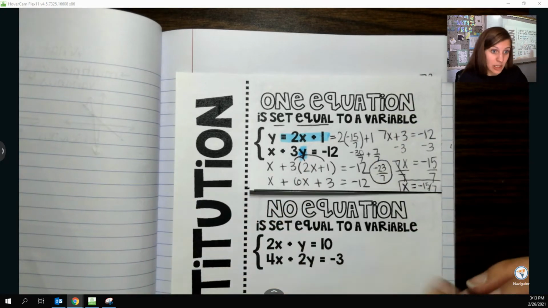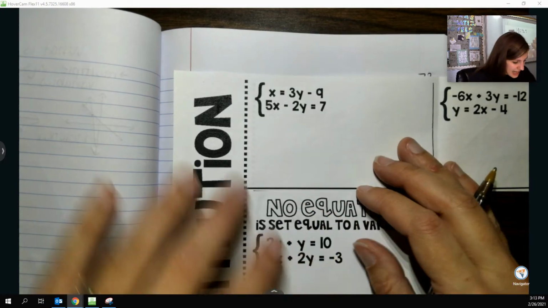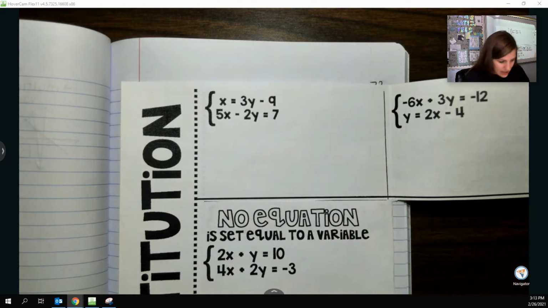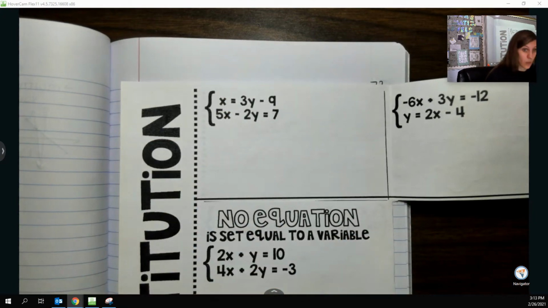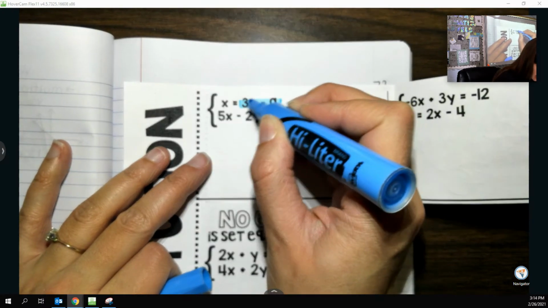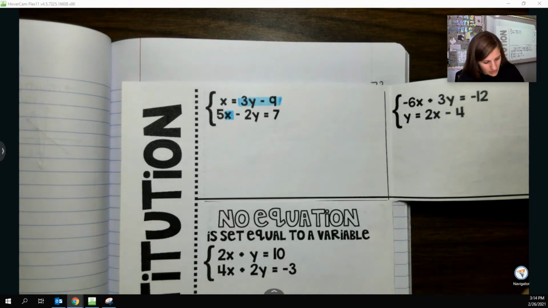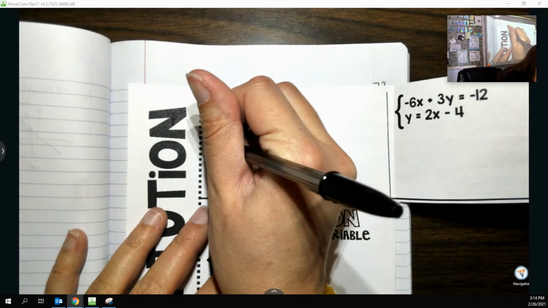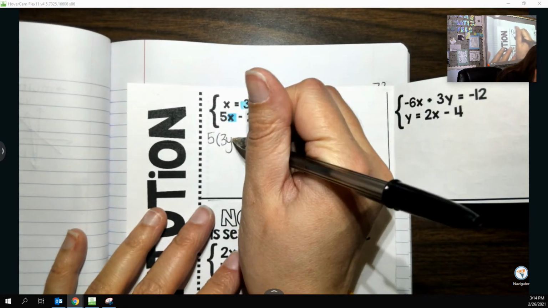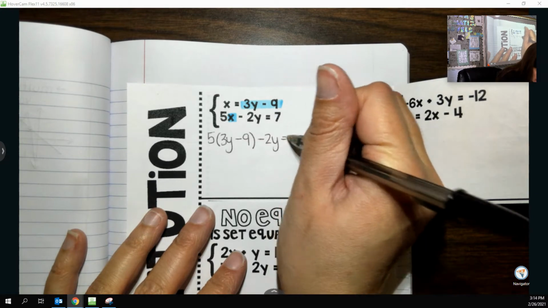Why did we do this one first? It sucks. Let's go inside and try some more like that. So these two are like that because at the top I have x equals. So this right here can come in for x in the other equation. So when I rewrite this out, we'll have 5, and then in place of x, we want to put the whole expression: 3y minus 9, minus 2y equals 7.